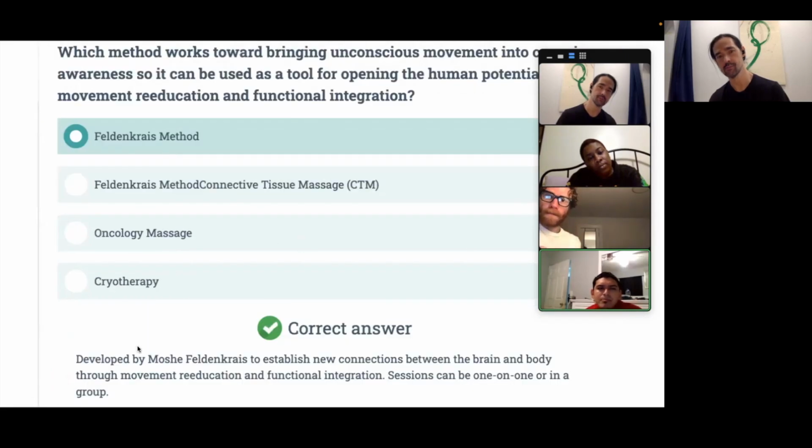Feldenkrais method. Developed by Moshe Feldenkrais to establish new connections between the brain and the body through movement re-education and functional integration. Sessions can be one-on-one or in a group.